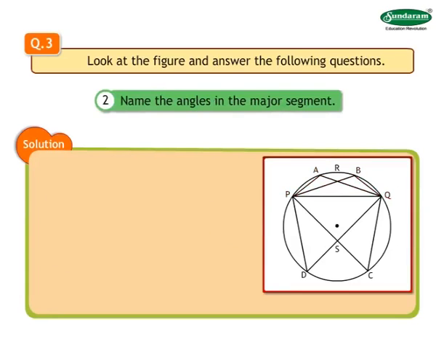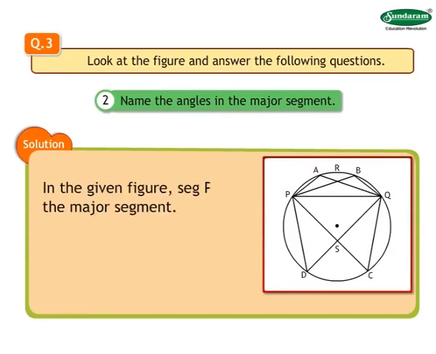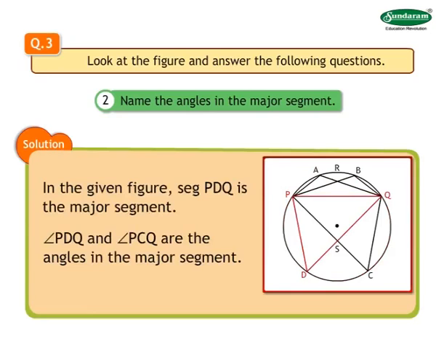2. Name the angles in the major segment. Solution. In the given figure, segment PDQ is the major segment. Angle PDQ and angle PCQ are the angles in the major segment.